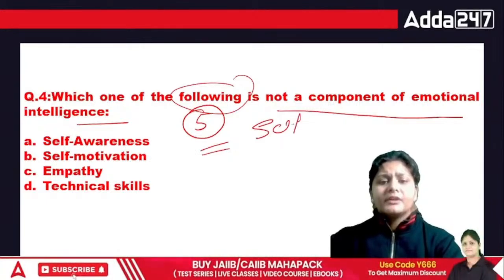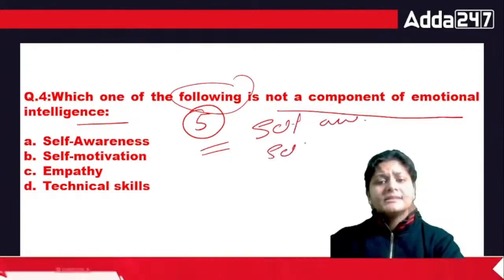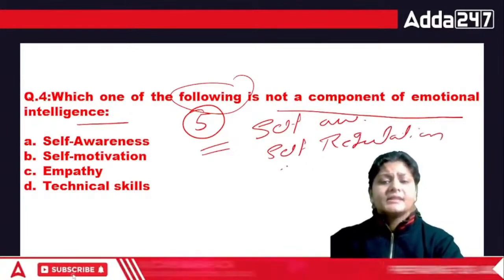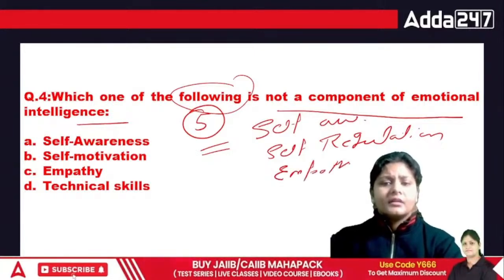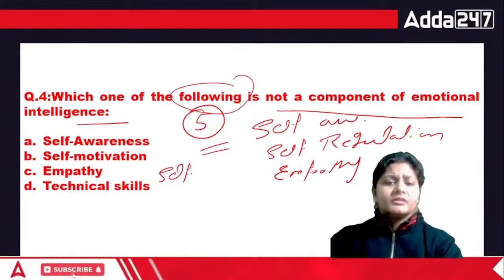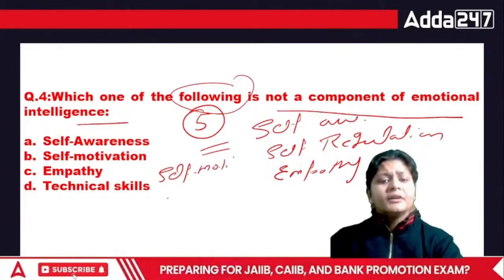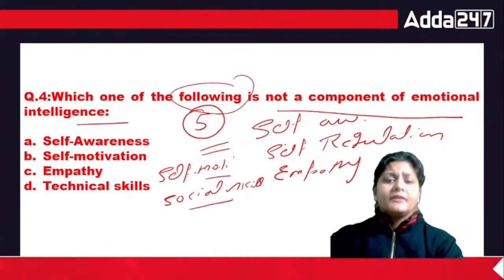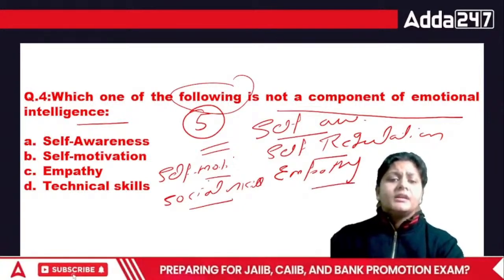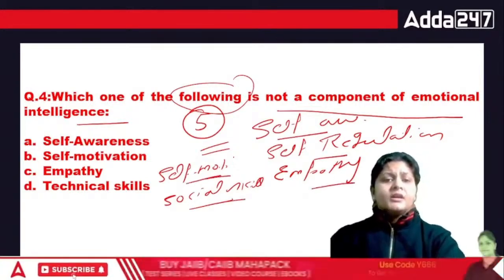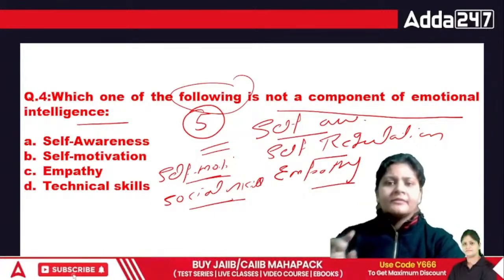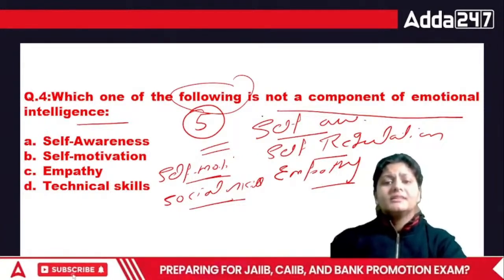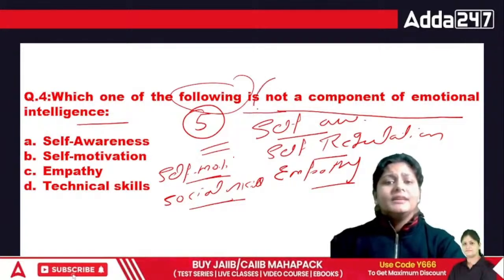Number 1 is self-awareness. Number 2 is self-regulation. Number 3 is empathy. Number 4 is self-motivation. Number 5 is social skills, right? So we have a total of 5 components here: self-awareness, self-regulation, empathy, self-motivation and social skills. So basically when we are talking about these 5 components, the question here is which one of the following is not a component of EI.